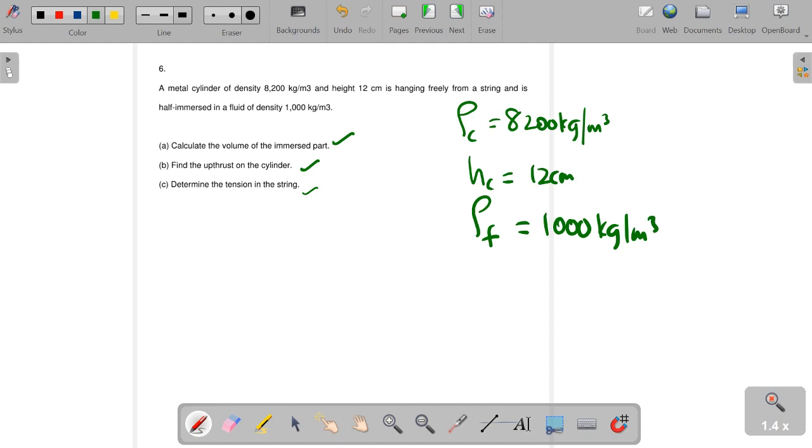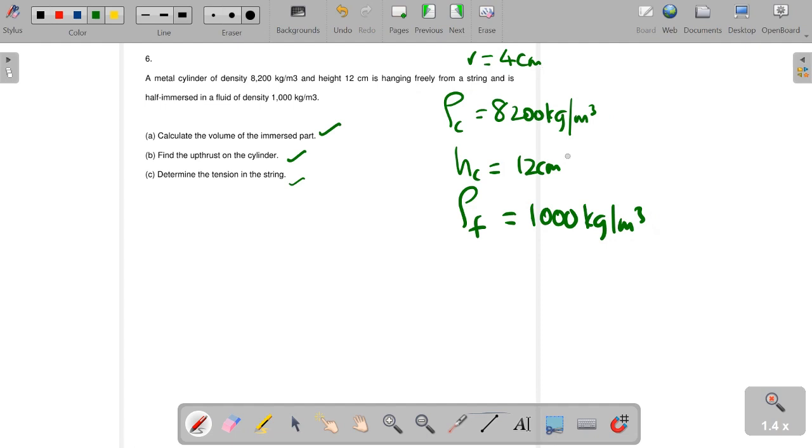Now, there's a detail here that is missing that is very important. That detail is the radius of the cross-section of the cylinder. So let's say the radius is 4 centimeters. It means the height is also 0.12 meters. The radius will be 0.04 meters. Okay, now that is just conversion from centimeters to meters, so let's calculate the volume.